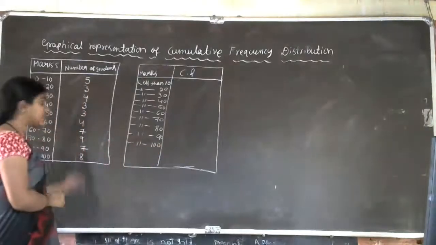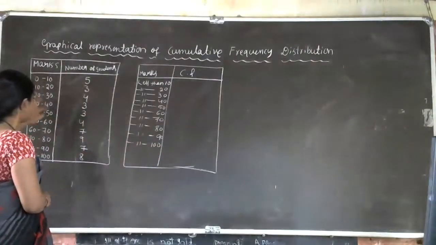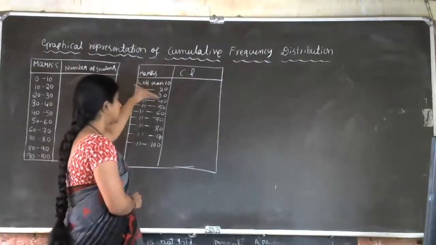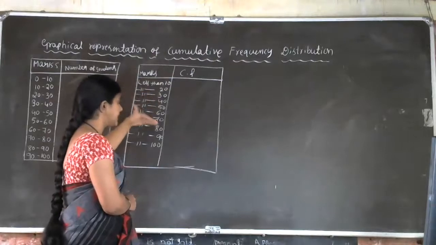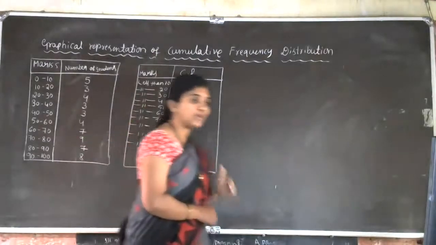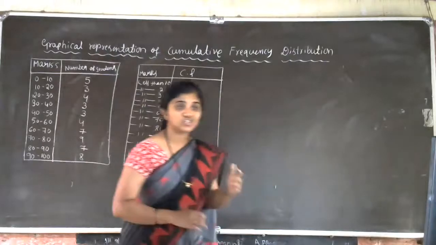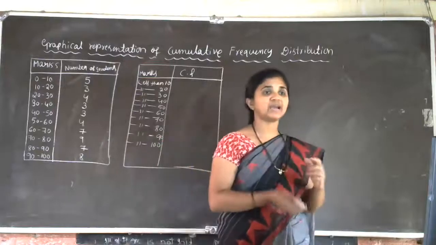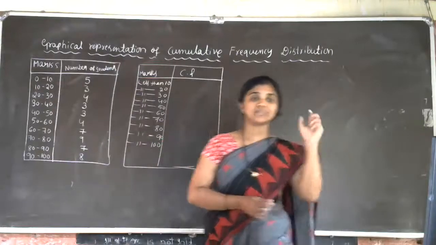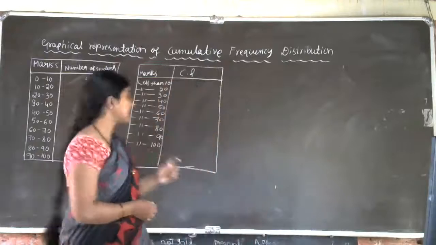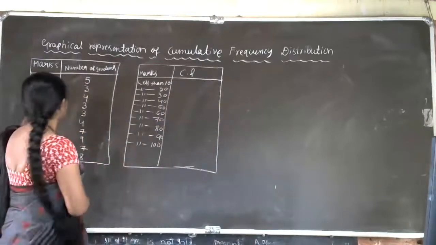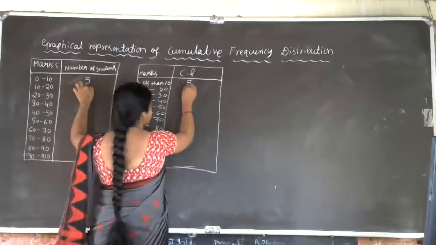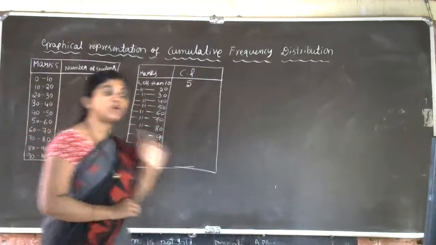Okay, so this much we covered: 10, 20, 30, 40, 50, 60, 70, 80, 90, 100. Now we have to write the cumulative frequency. That day we discussed how to prepare the less than type form. If I ask how many students are less than 10, that is, in the 0 to 10 class interval, it is 5. So less than 10 students are 5 members only. The first cumulative frequency is 5 only.